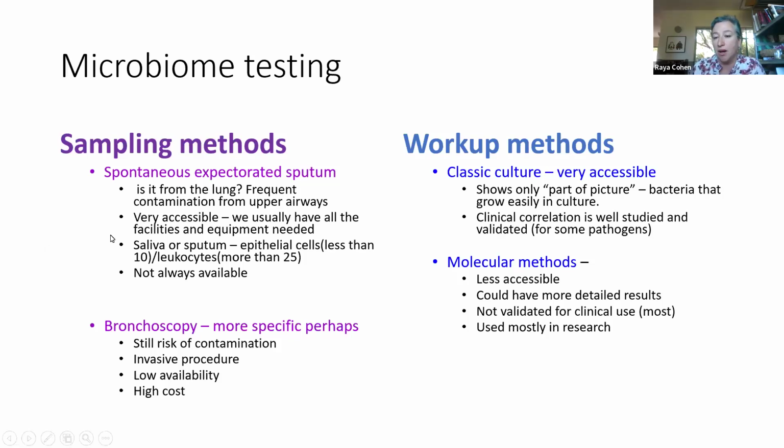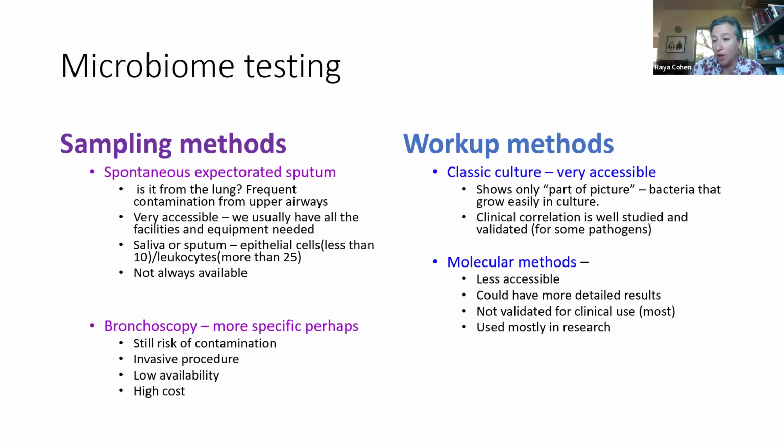So we can send our sample for the classic culture. Very accessible, very common test. The problem with this test is usually it shows us only part of the picture. It shows us the bacteria that grow easily in culture. Other bacteria that are more fastidious might be there in the lung or in our sample, but they will not grow in culture, and we will never know that they're there. An important thing to say about classic cultures is that they're very validated for some pathogens with a good clinical correlation. So we know that if a certain pathogen grows on a classic culture, what's the clinical correlation of it?